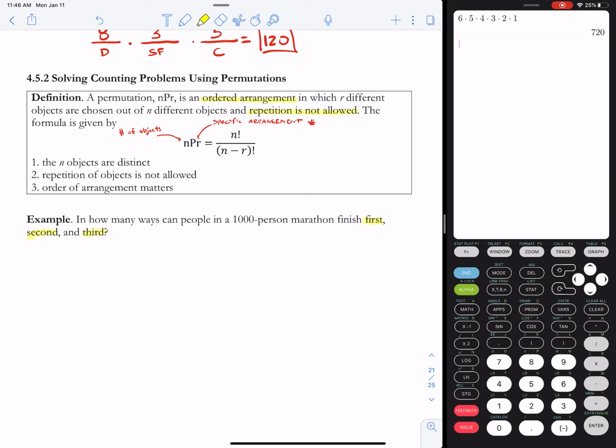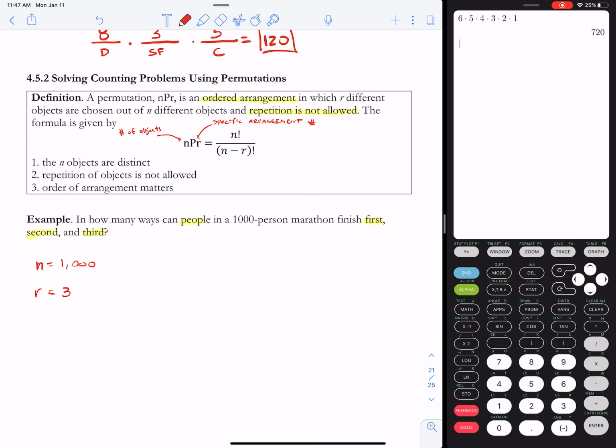What is our number of objects? What is our n here? Well, how many people? People would be the object. How many people are there? There's a 1,000-person marathon, so our n is 1,000. And remember, what does our r represent? Our r represents the specific number of arrangements. How many arrangements are there? There's only 3: first, second, and third place. So what does that look like using our formula?